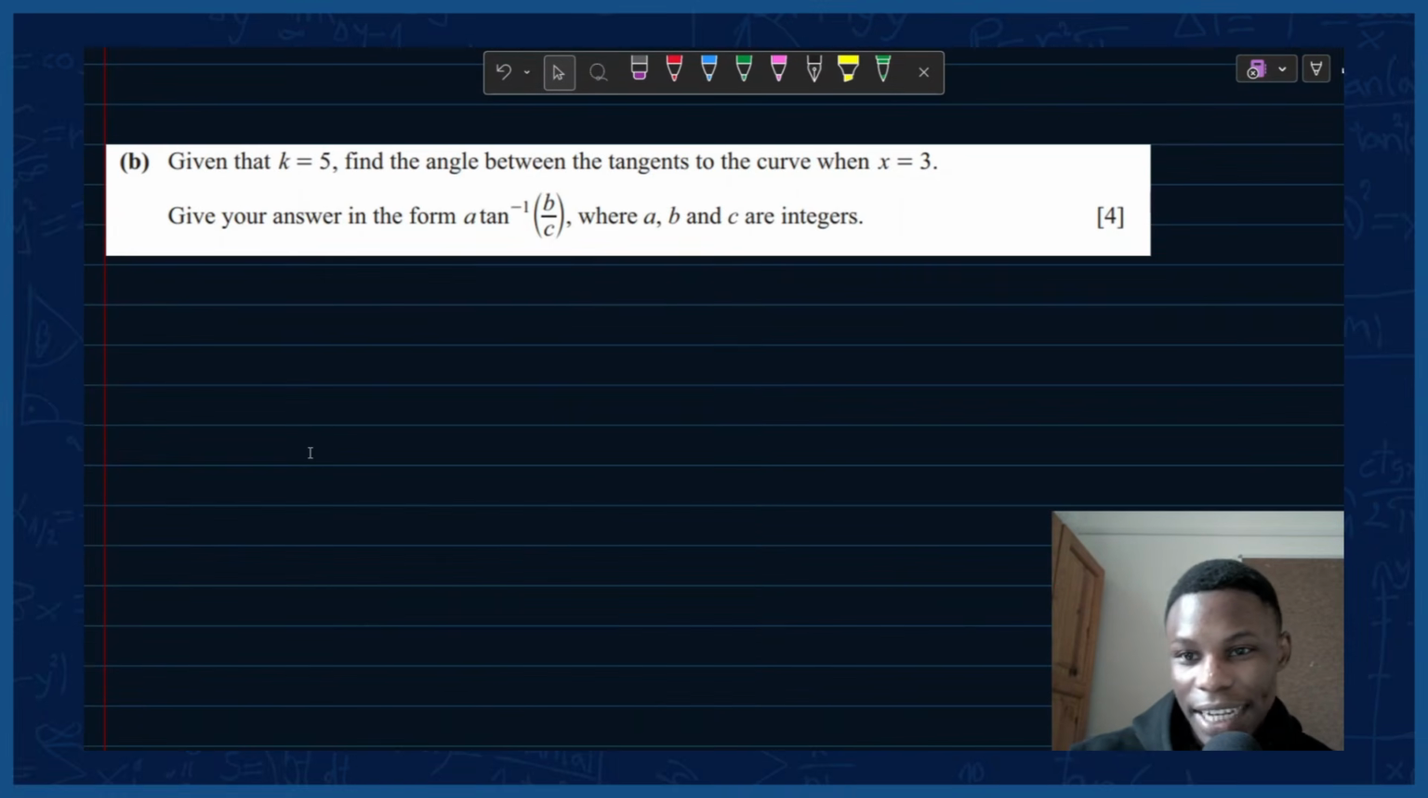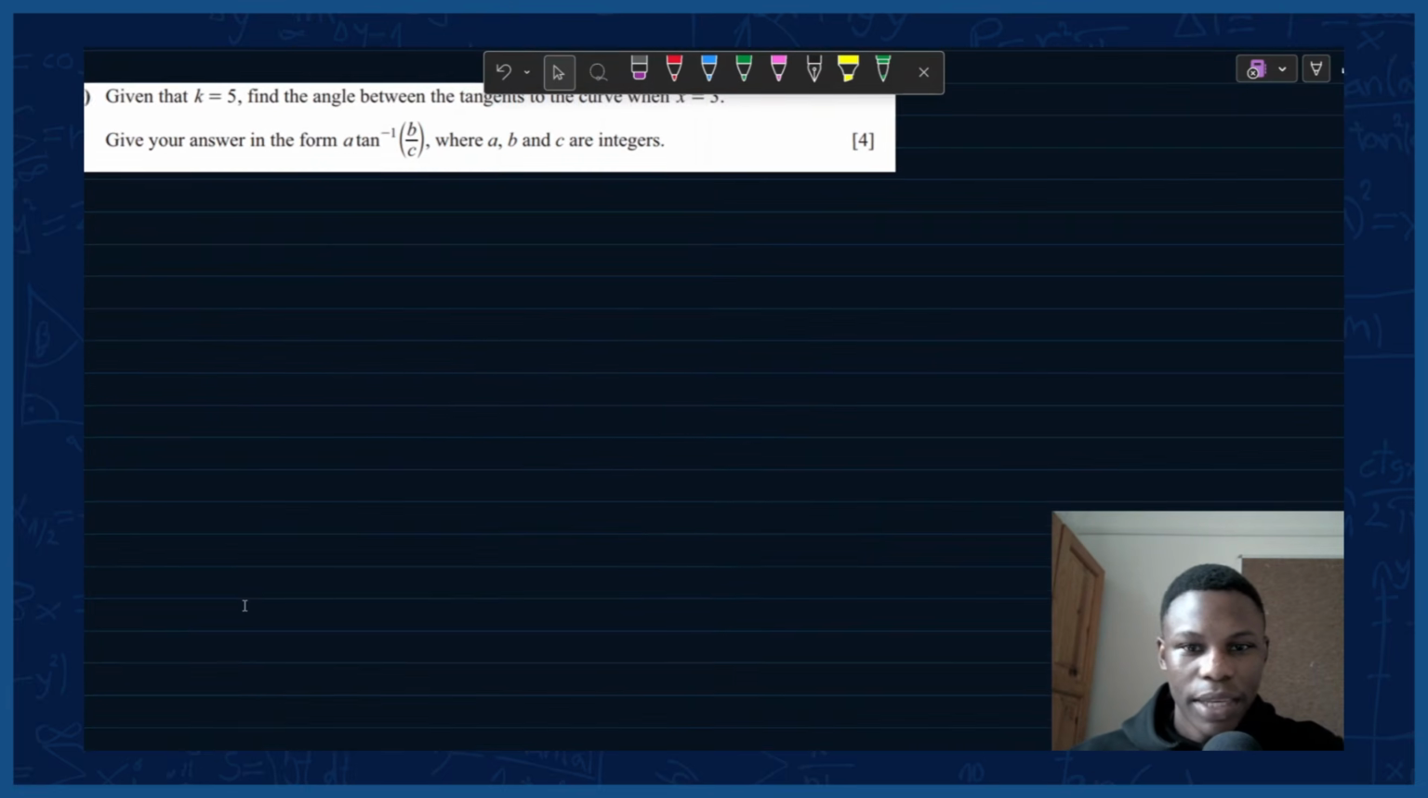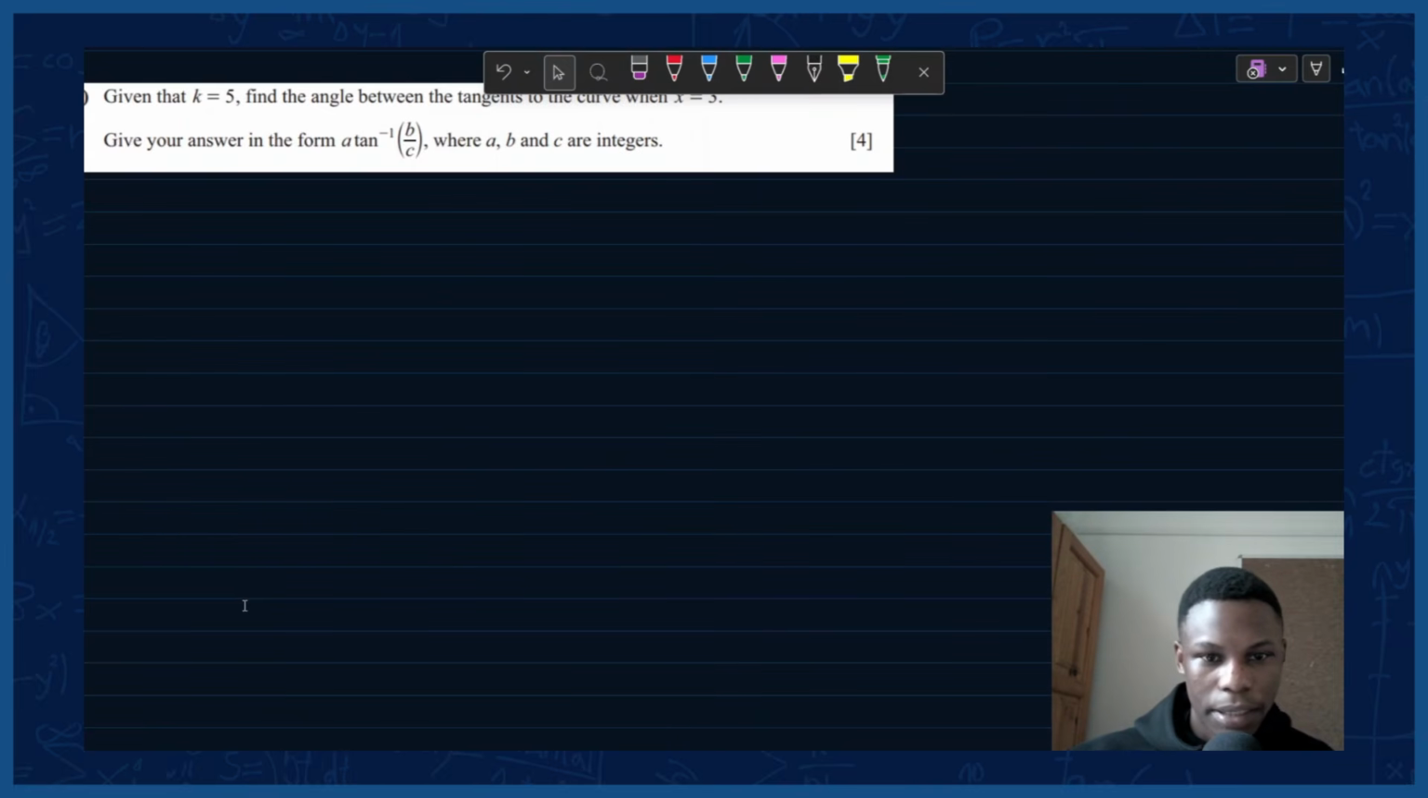Part B: given that k is 5, find the angle between the tangents to the curve when x is equal to 3. Give your answer in the form a arctan (b over c), where a, b, and c are integers. So this question tests a very niche concept that you probably have never seen before. You may have seen it before, but even then the way that they test it here makes it a lot more difficult. But the idea at play here is, let's illustrate this.